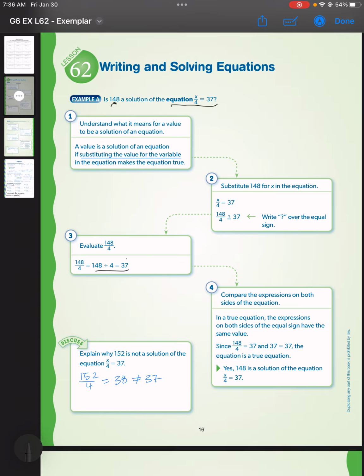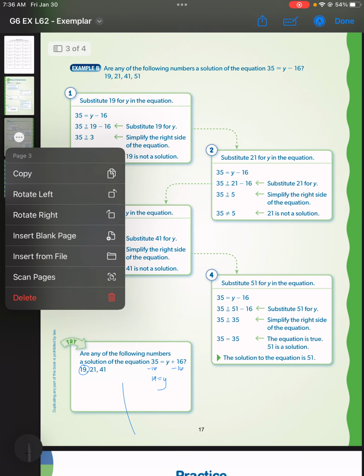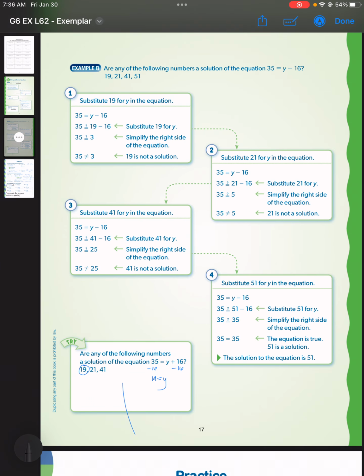So when you get into the discussion, explain why it's going to be important that students actually do the substitution. And when they do that, they will find out that the answer is actually 38, which does not equal 37. Example B pushes them to do more substitution. In this case, they have multiple numbers to substitute so that they can identify if any of the numbers are solutions to the equation.